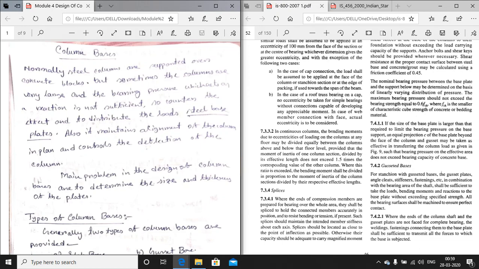Then we discussed the most important built-up columns. What are built-up columns? What are the built-up systems that are provided? What is lacing? What is batten? How to design a column with lacing and how to design a column with batten plate. We have discussed all that.